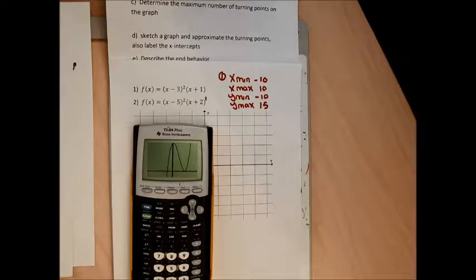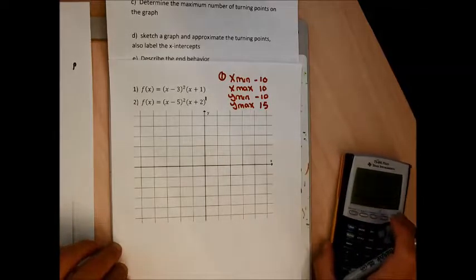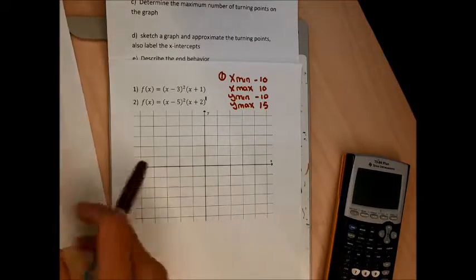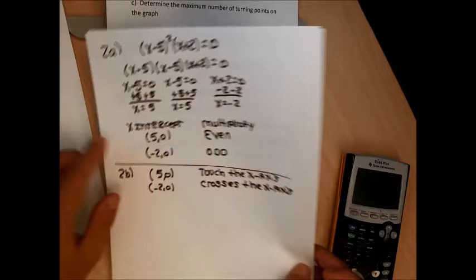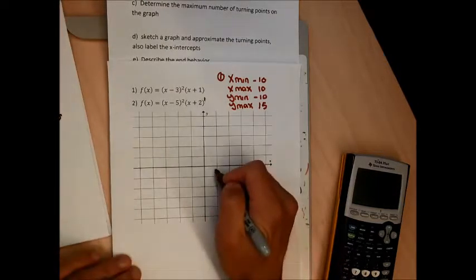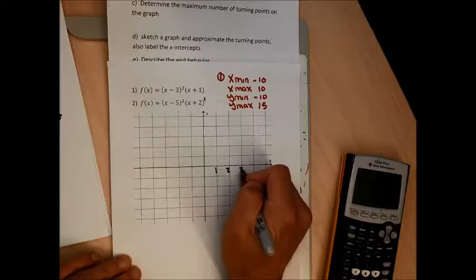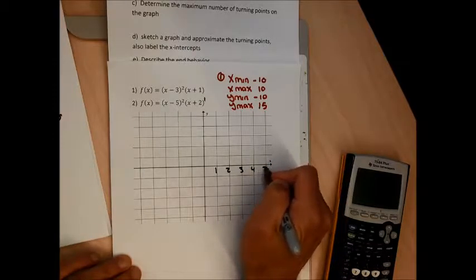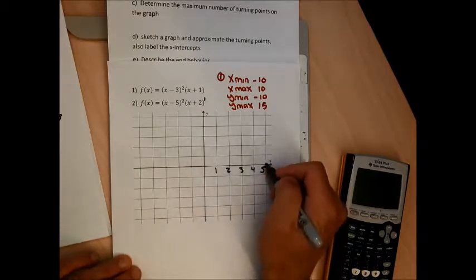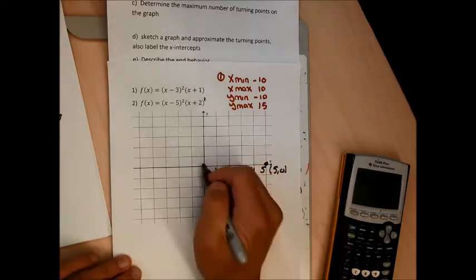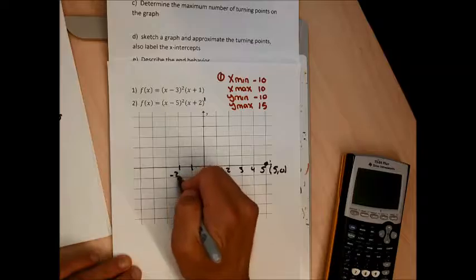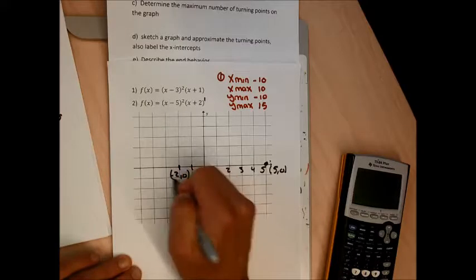Very specifically, I'm asked to plot the x-intercepts and the turning points. Well, the x-intercepts that I came up with are negative 5, 0, and negative 2, 0. So I'm going to plot on my x-axis 1, 2, 3, 4, 5, 0, which is one of the x-intercepts, and negative 2, 0, which is the other x-intercept.